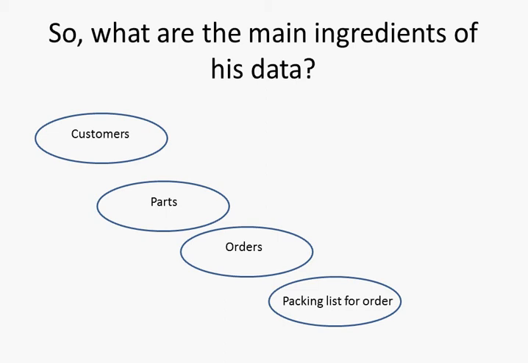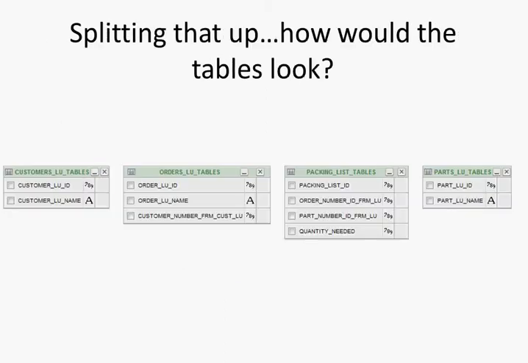Well, we want to look at the main ingredients of his data. So what kind of buckets of information does he have? He's got customers, he's got parts, he's got orders, and he's got a packing list for each order. If you take those buckets of information and split them up into tables, here's what the tables would look like. You've got customer ID and customer name.